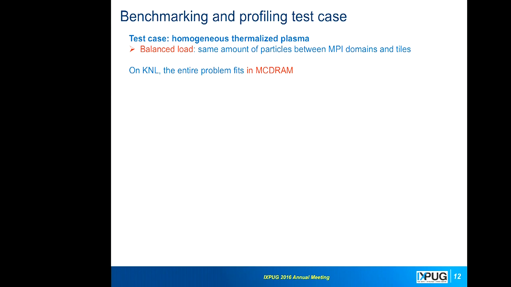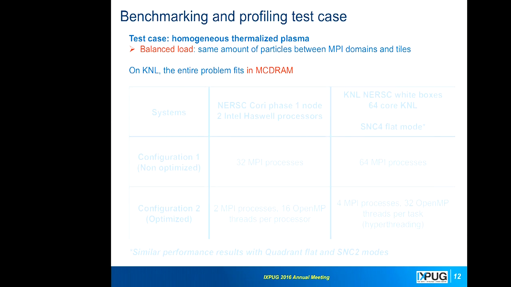So I will present different performance tests or benchmarkings. And for this, I will use one test case, a homogeneous thermalized plasma, which has the good property of having perfect load balancing. It means that we have the same amount of particles between all the MPI and all the tiles. And in the results I will present here, the problem entirely fits in MCDRAM for KNL.